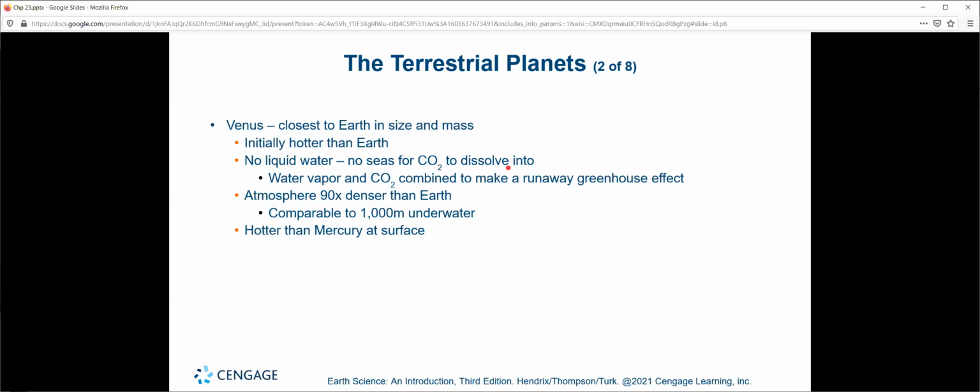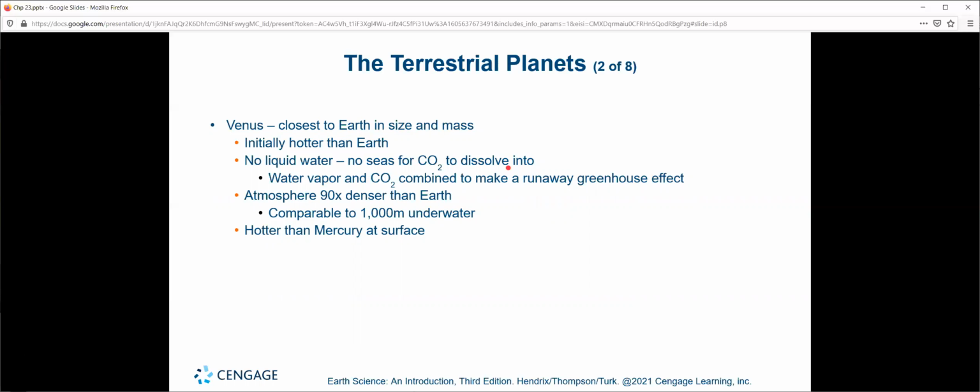Venus is the closest in size and mass to the Earth, which we talked about in those paragraphs, and is hotter because it's closer to the sun. There's no liquid water on Venus. There's no seas of CO2 to dissolve into and what have you. This lack of liquid water allowed water vapor and CO2 to combine to a runaway greenhouse gas effect. What we have on this planet with our greenhouse effect was much, much more elevated on Venus.